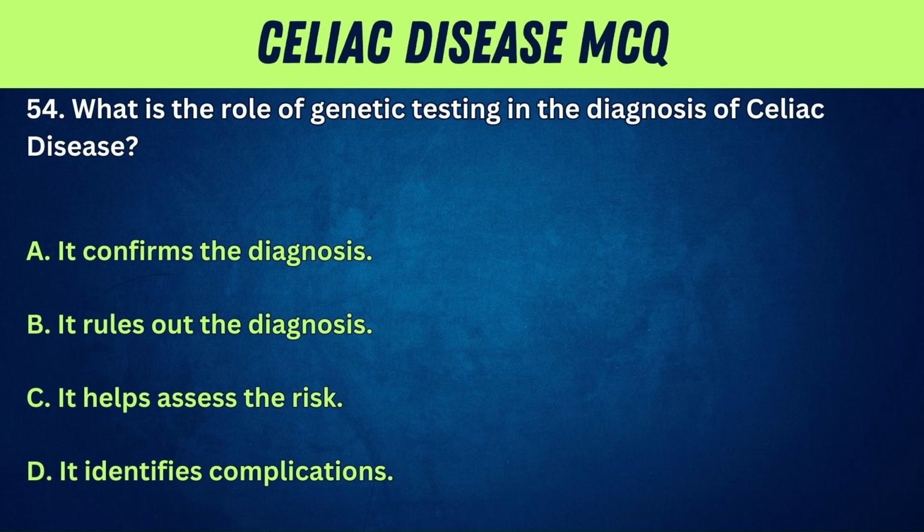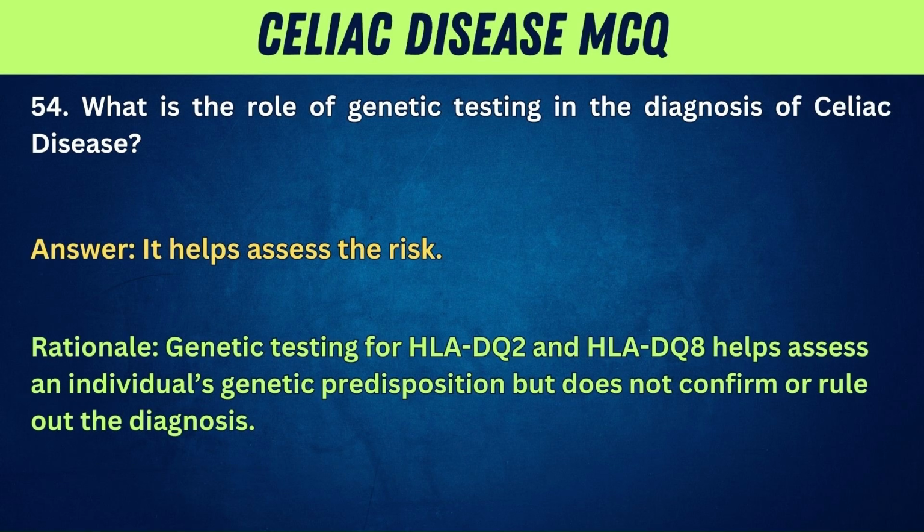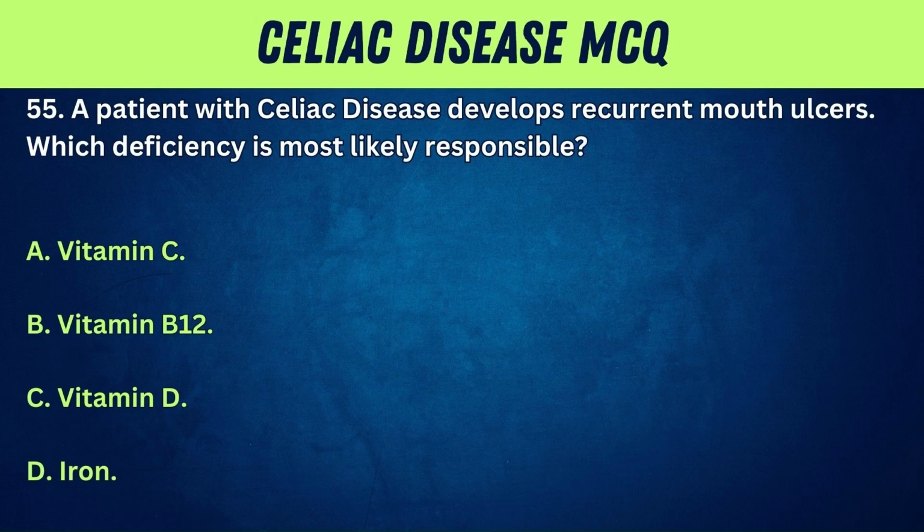54. What is the role of genetic testing in the diagnosis of celiac disease? A, it confirms the diagnosis. B, it rules out the diagnosis. C, it helps assess the risk. D, it identifies complications. Answer: it helps assess the risk. Rationale: genetic testing for HLA-DQ2 and HLA-DQ8 helps assess an individual's genetic predisposition, but does not confirm or rule out the diagnosis.